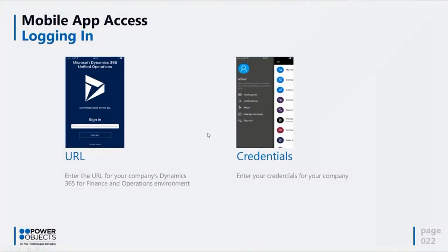So once I download and install the app, you're going to see the picture that shows up on the left. I have to enter in the URL for my finance and operations environment, okay? I'm going to connect up. It's going to ask me for my credentials, and I provide those, and you get logged in. And this is kind of the landing page you're going to see.